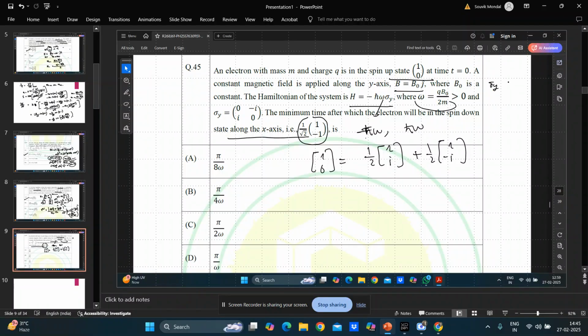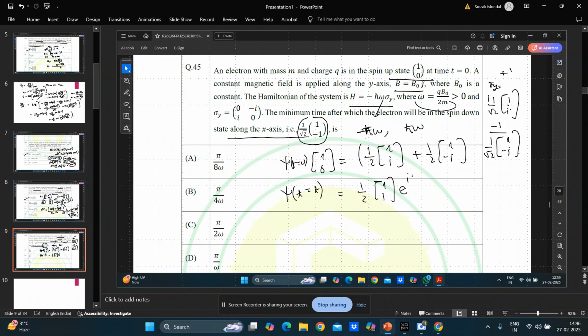So for sigma y, for the plus 1 eigenvalue, the eigenvector is 1 i, and for the minus 1 eigenvalue, the eigenvector is 1 by root 2 1 minus i. Just like sigma x, this minus 1 will be replaced by minus i, and the plus 1 will be replaced by plus i. Nothing else. Okay, so this is the decomposed form. So now straightforward do the time evolution, right? This is psi at t equal to 0. So what is psi at t equal to t? Do the time evolution. So 1 by root 2, 1 i, and you have e to the power i h cut omega divided by h cut, so it will be e to the power i omega t, plus 1 by root 2, 1 minus i into e to the power minus i omega t, right?